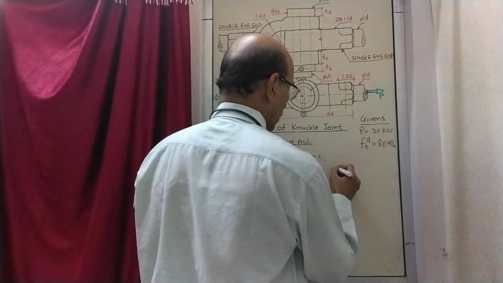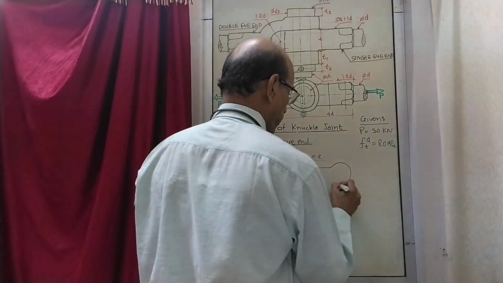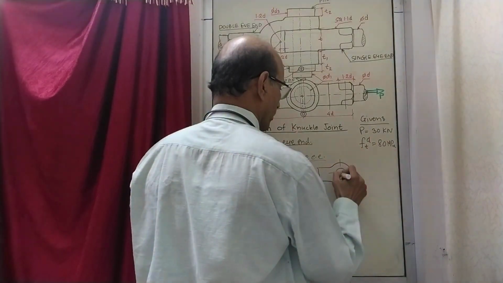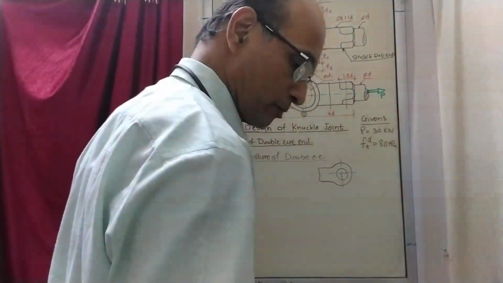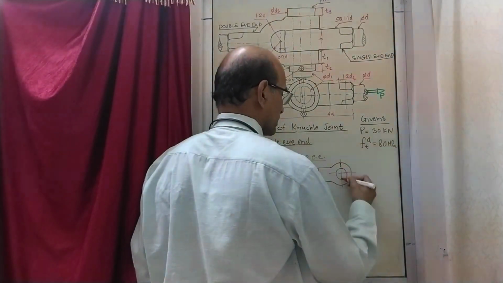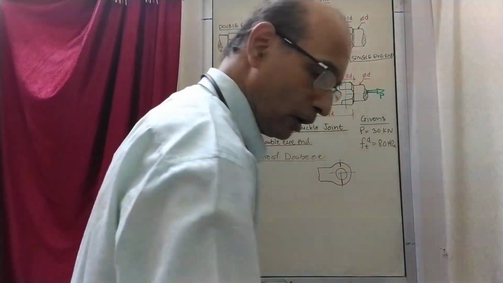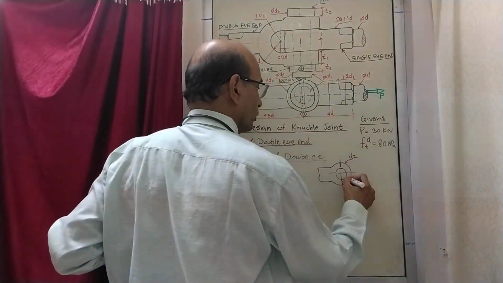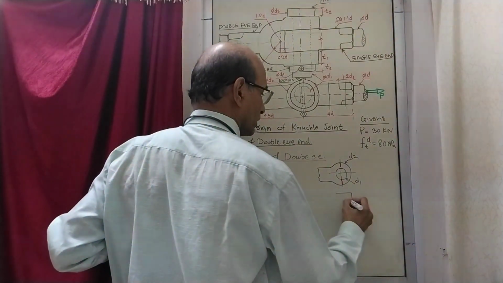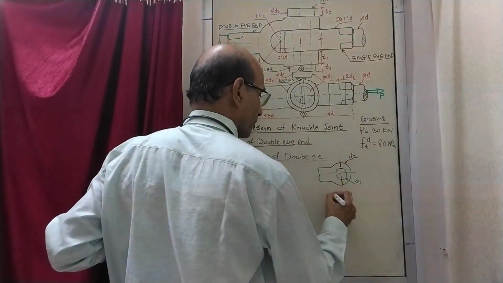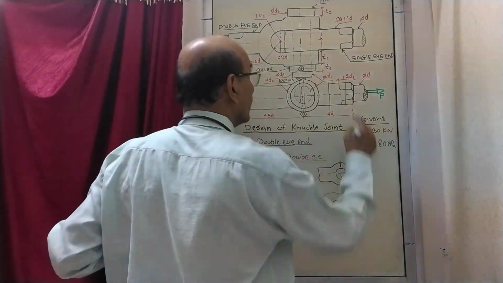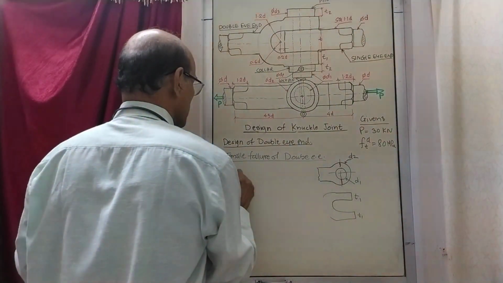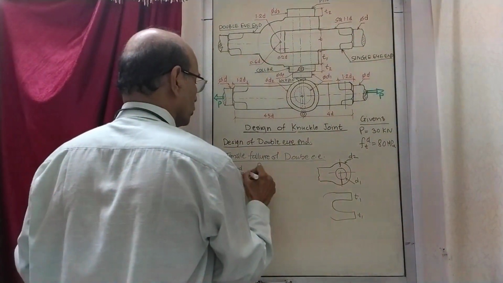Now this double eye end, if you draw, it will look something like this. And it will fail from this place and this place, which we don't want to happen. So we'll check the dimensions which are already obtained, D2 and D1, and then it has got a thickness here T1. So right here F tensile induced is equal to load upon area.